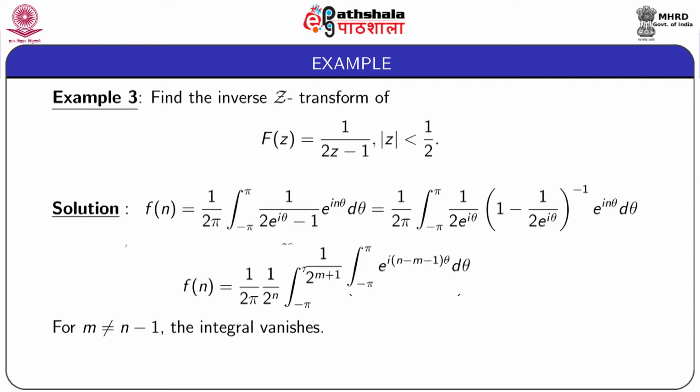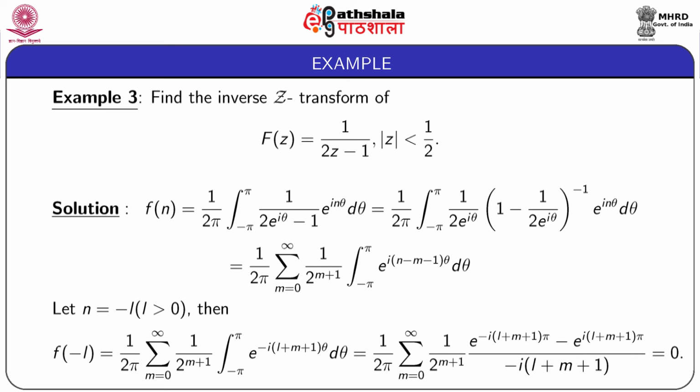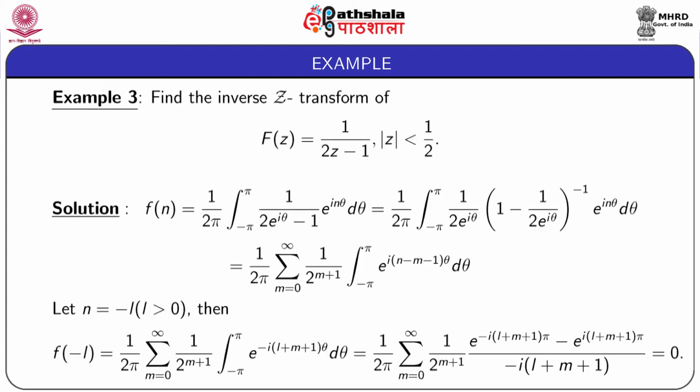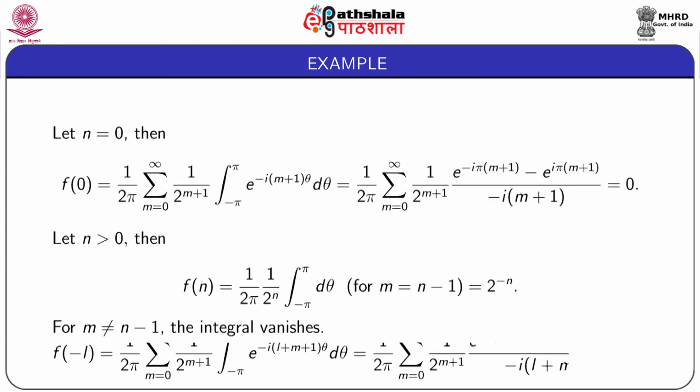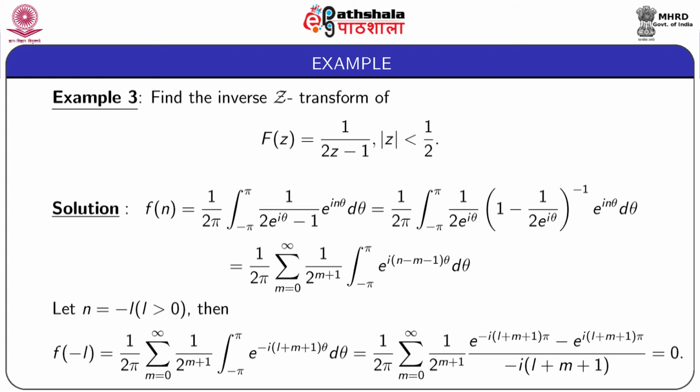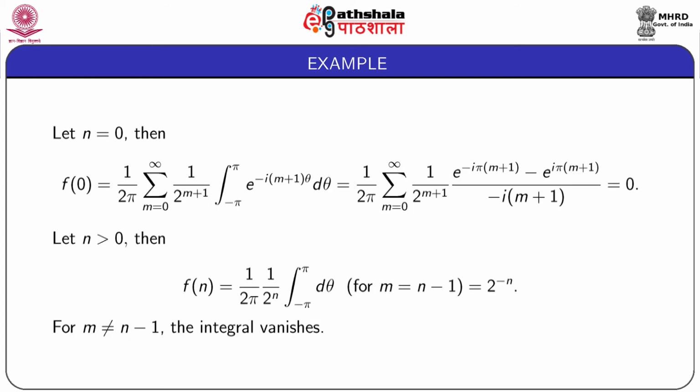Now we consider n positive. From here we first consider n equal to m plus 1, so that if we substitute n equal to m plus 1, then f(n) becomes equal to 2 to the power minus n, and for m not equal to n minus 1, this integral can be seen to vanish.